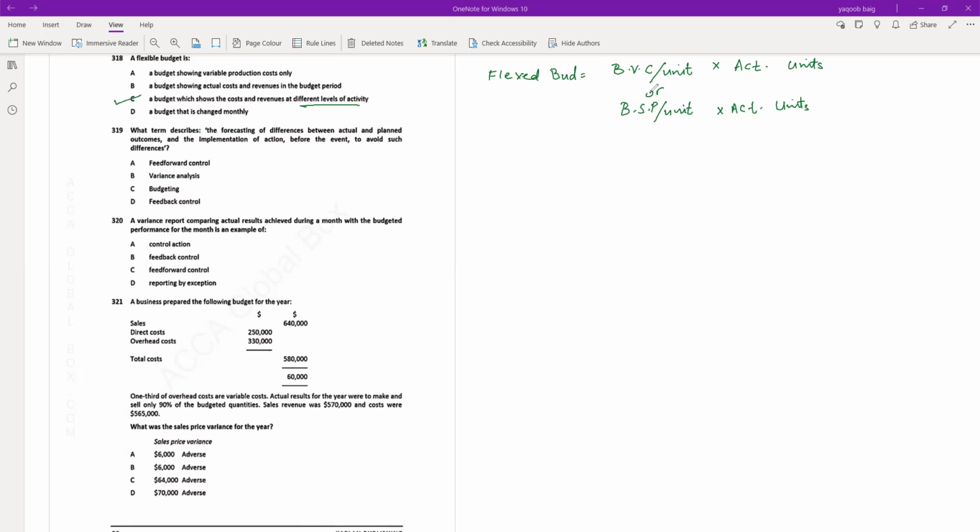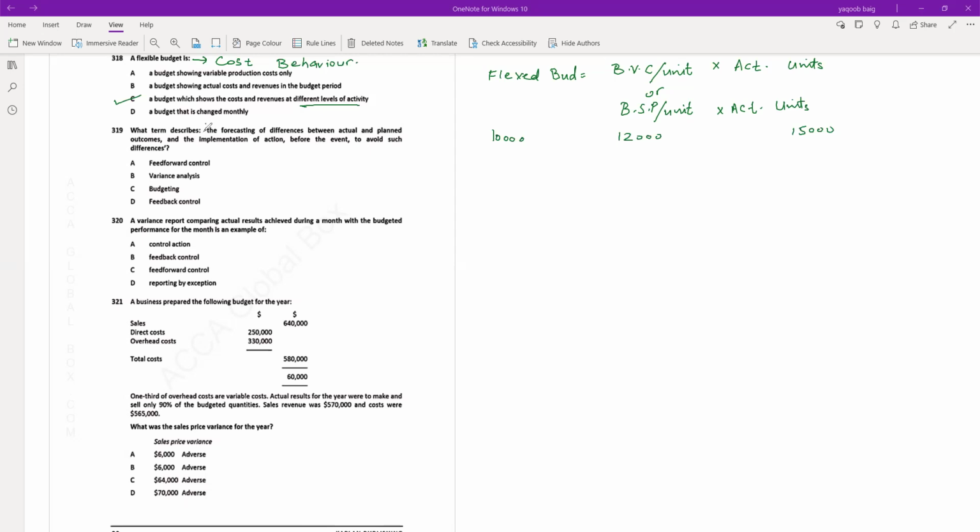This is flex budget. Flexible means we are preparing different budgets, like at 10,000 units, at 12,000 units, suppose at 15,000 units. What is the purpose of this flexible budget? We wanted to know the cost behavior of different costs, like which of the costs are variable cost, which are fixed cost, and which are semi-variable cost.